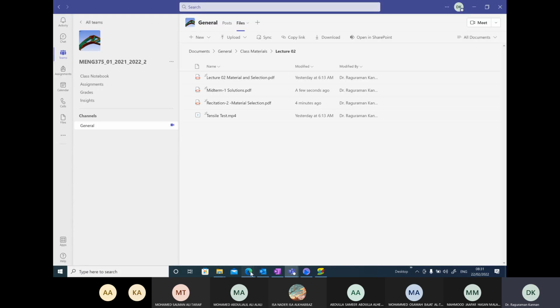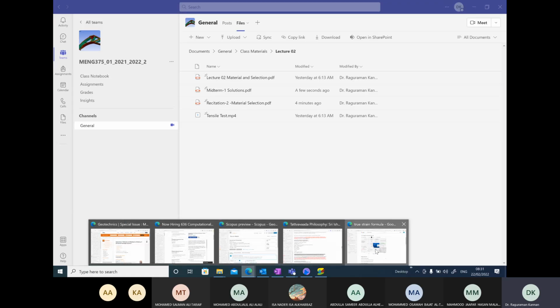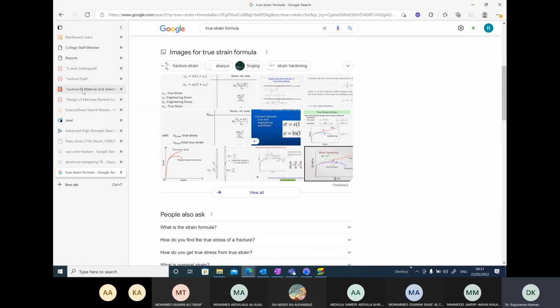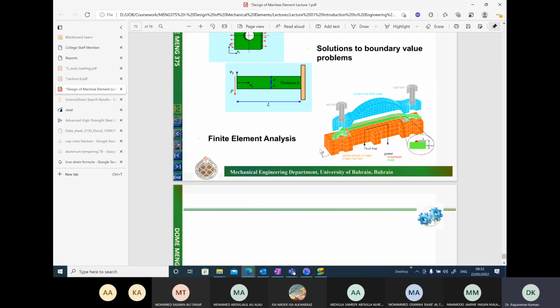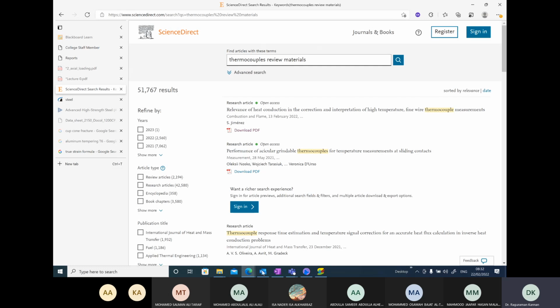Okay, so we are done with this chapter on material selection, and we will move to a new chapter now. I'm going to close this. Let's go to the new chapter.